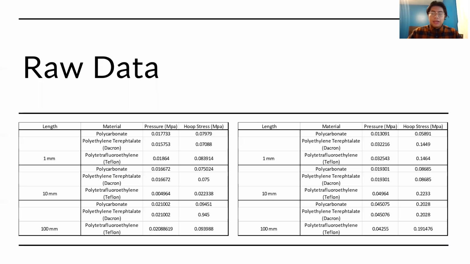Now, this is just the raw data. You can see it's separated by length, the material, the pressure, and the hoop stress. The reason hoop stress is included in this is because the blood vessel is a circular vessel, so the stress reacts differently than within a straight plank material. Now, hoop stress includes the radius, and it takes into account the different stresses the blood flow can experience.